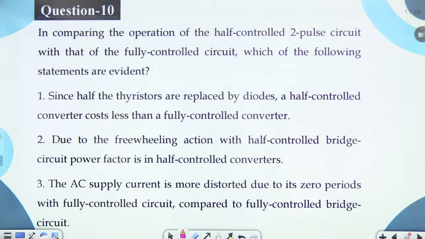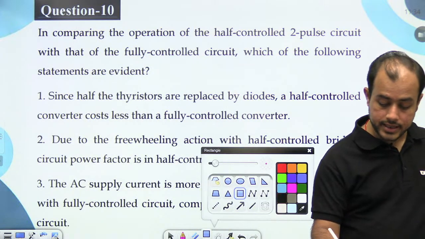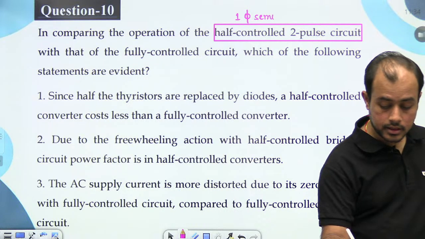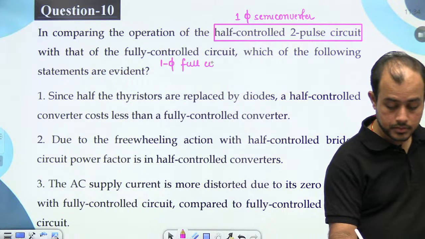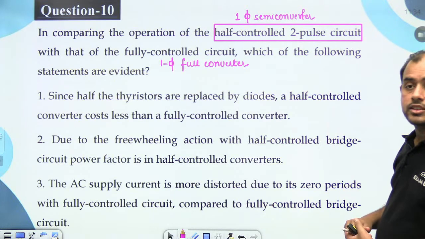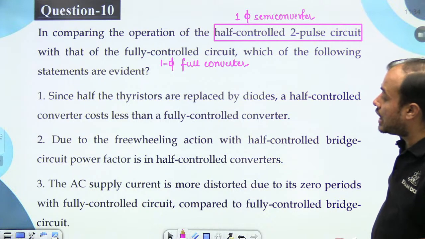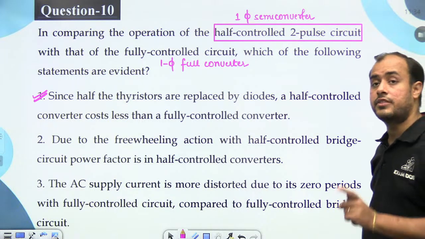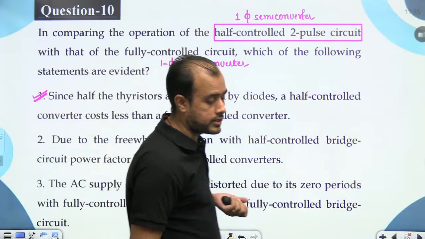Next, in comparing the operation of a half controlled 2-pulse circuit, that is single phase semi converter, with that of a fully controlled circuit, that is single phase full converter. Now what is the question? Which statements are correct? The first statement: since half the thyristors are replaced by diodes, a half controlled converter costs less than a fully controlled converter. Absolutely. In a semi converter we have 2 thyristors and 2 diodes. In a full converter we have 4 thyristors. So in case of 2 thyristors my cost will be less.